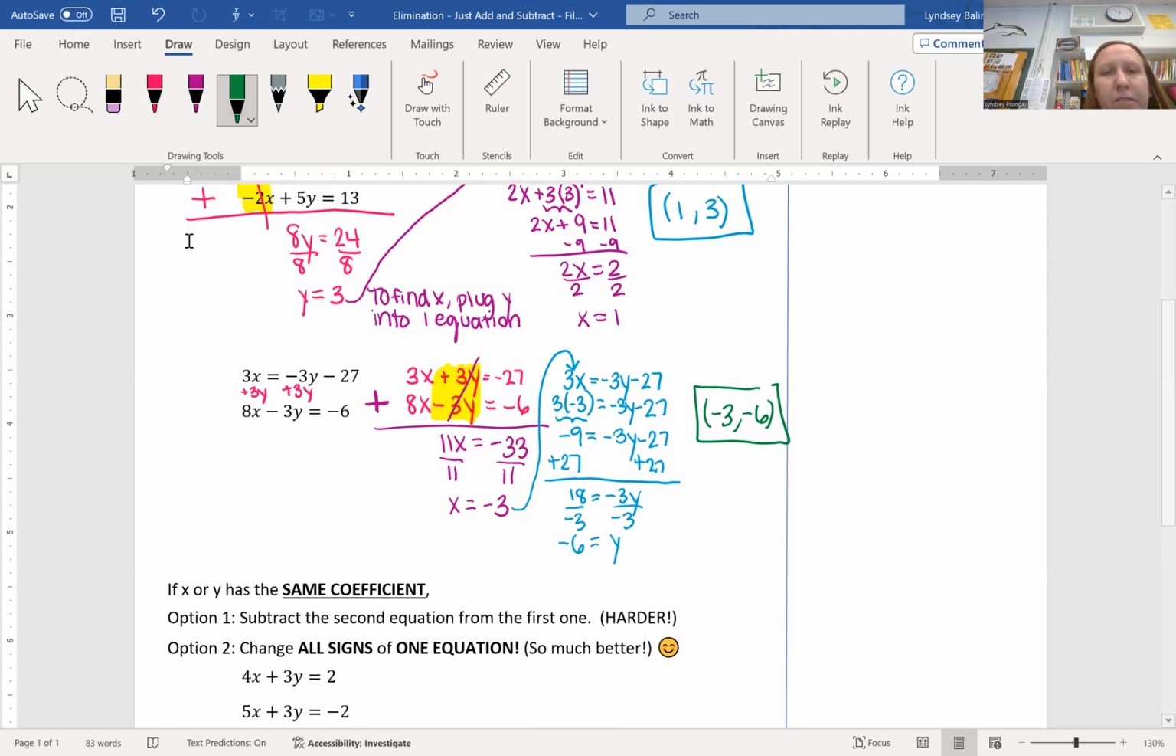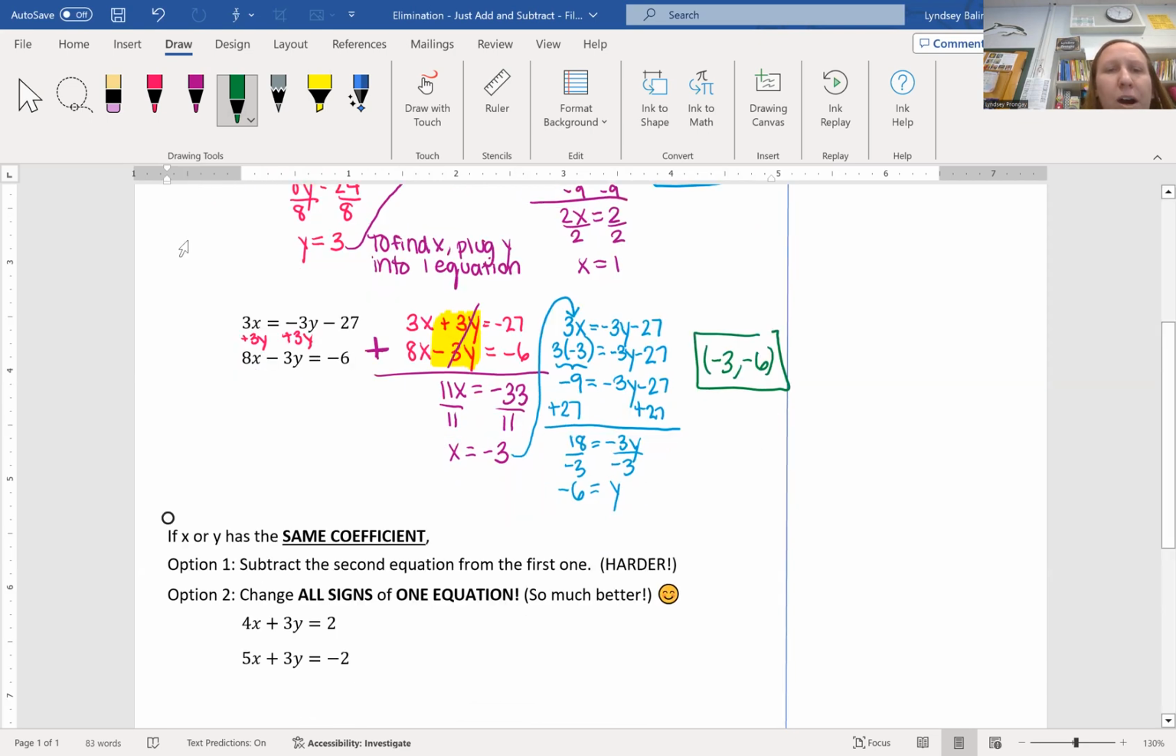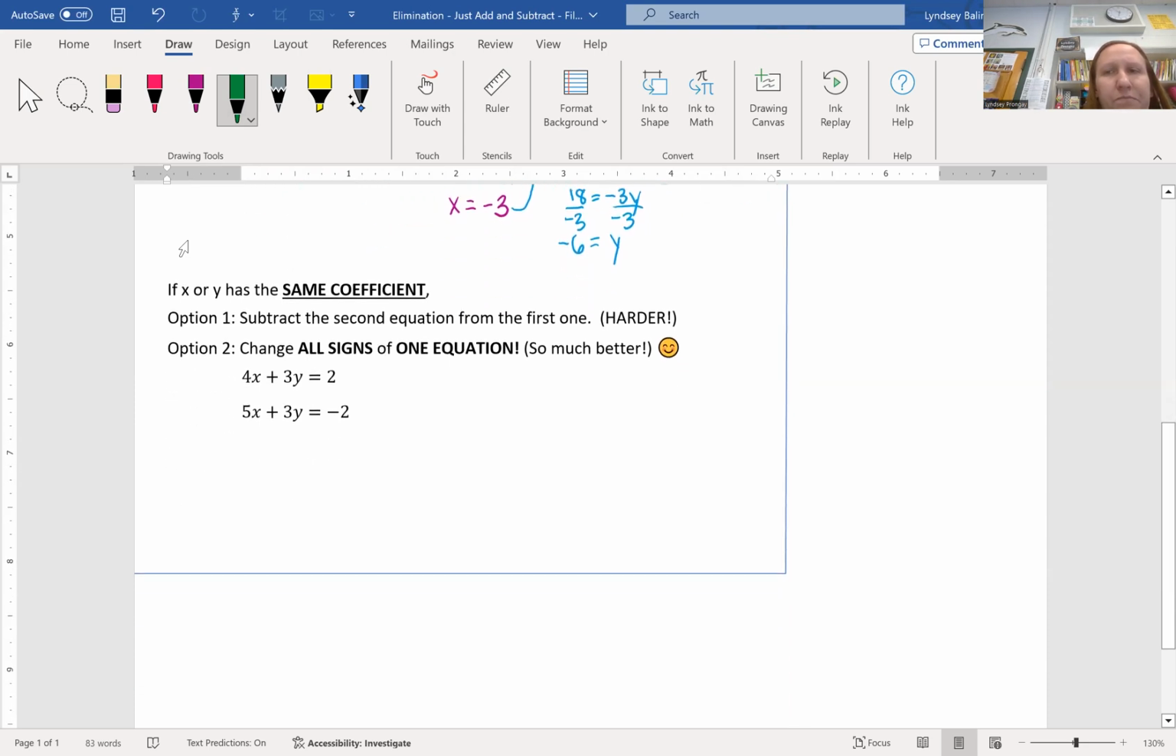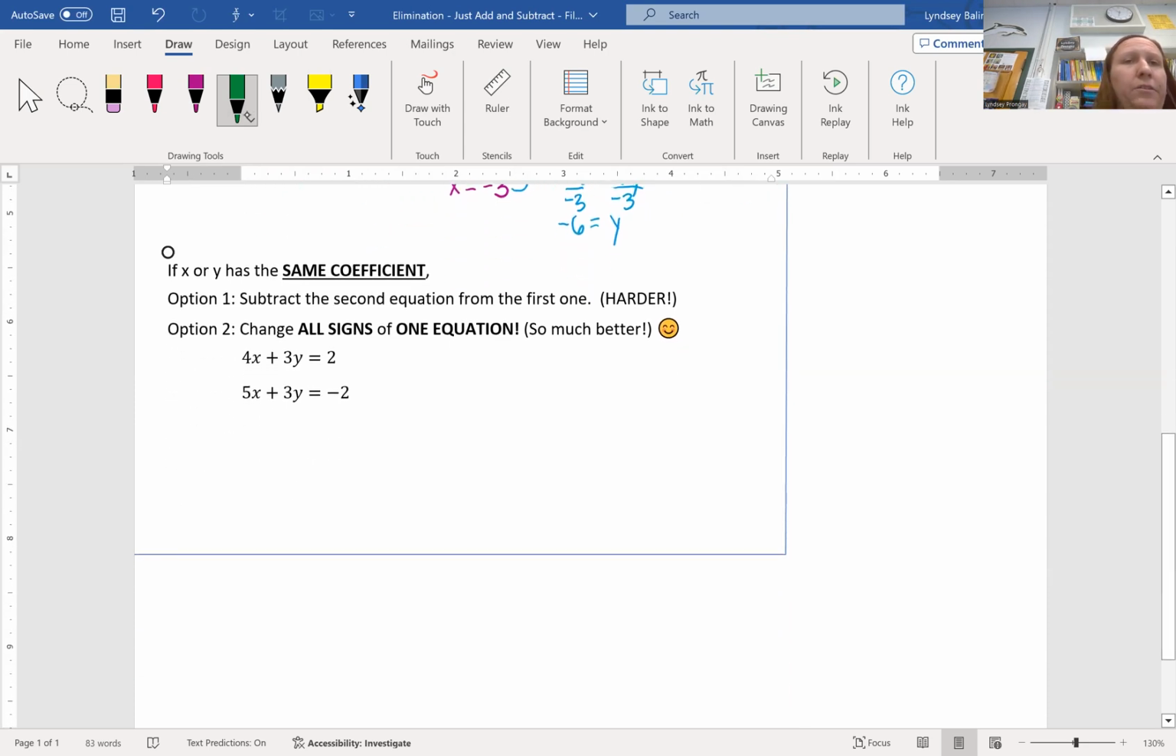This one is a little bit different. So here, when we're looking at it, x and y have the same coefficient. And you have two options. The first option is, well, before, because they were opposites, we could add them to eliminate something. Here, we could technically subtract the one equation from the other one, because 3y minus 3y would eliminate them. However, this gets tricky, especially with our negatives, because you have to subtract the bottom from the top. So we have minus and negatives thrown in there. My suggestion, let's try option 2.